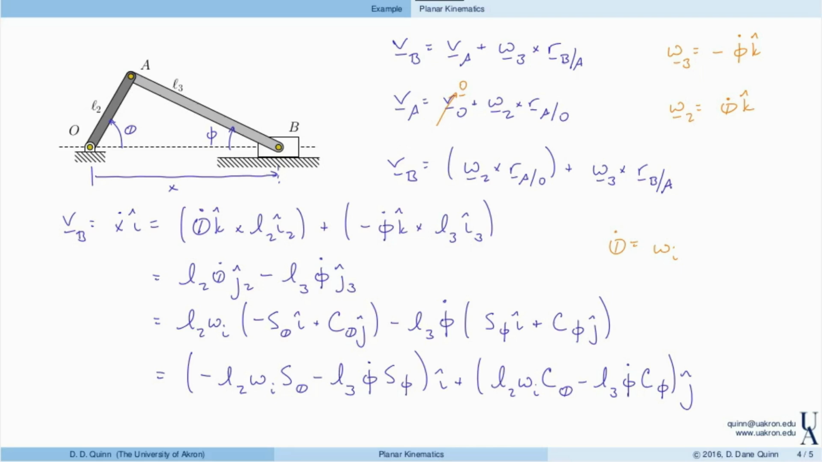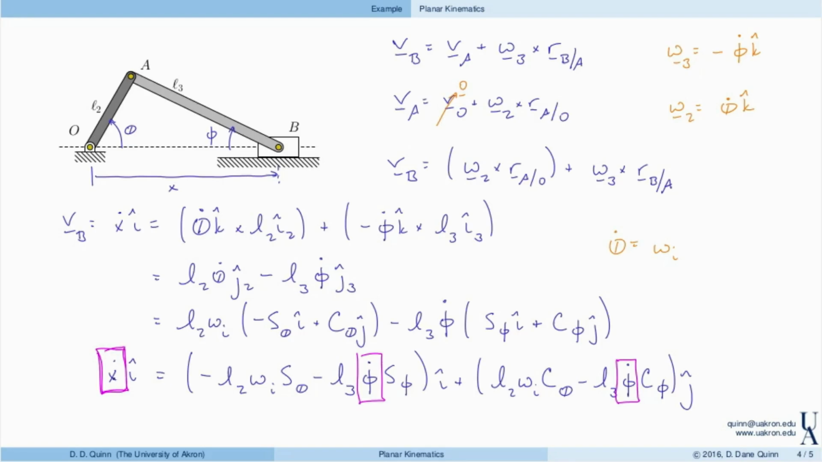So my unknowns, let's go ahead and fill in the left hand side, x dot I. My unknowns are x dot and phi dot. And I have two equations, right, to go along with these two unknowns. So I can simply solve these. In particular, taking components in the I direction.